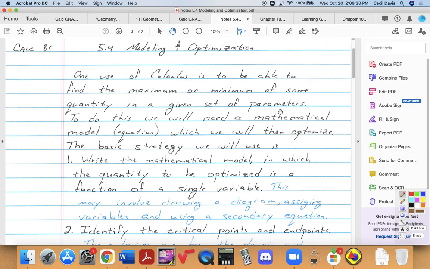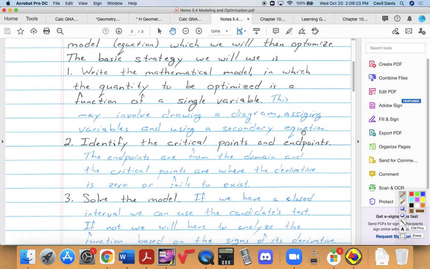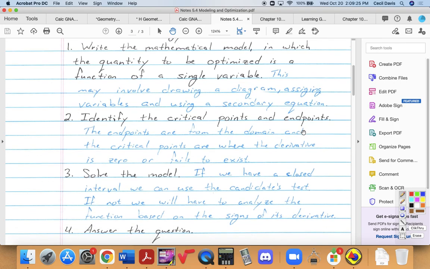All right, so here is the basic strategy, and I went ahead and wrote this whole thing out. The hardest part most of the time is writing the model and the secondary equation if you need one. Frequently, that's where most of the work happens. It's a little bit like related rates, where most of the work happened before you took the derivative. Once you took the derivative, it was all downhill from there.